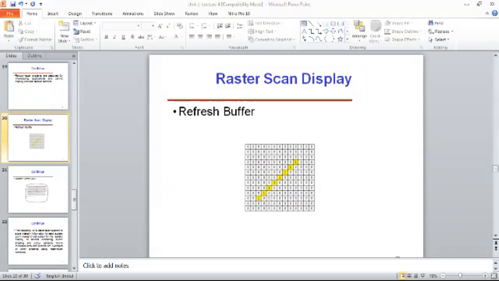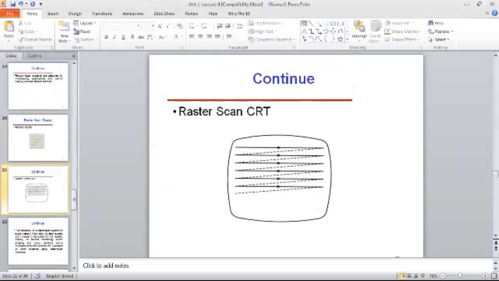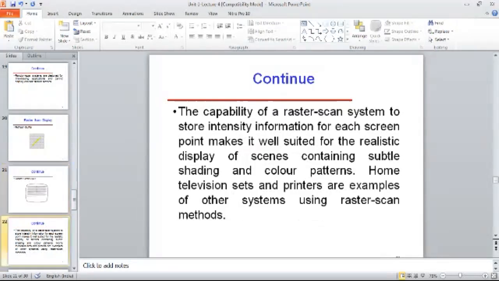So we can say that here the picture we can store in this form. This is called the vector form, and here we are storing our image in the form of 0 and 1. So raster scan CRT, again here we can get such type of lines on the screen, and on this screen we form the image, but here we get the perfect image with the help of the number of pixels on the display.